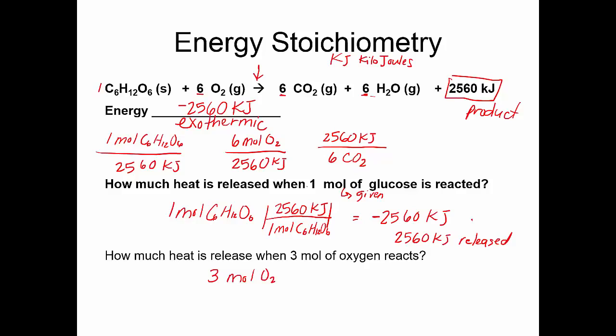So 3 moles of oxygen. Again, same thing, this is my given. Write it all out. Moles of oxygen. So if I have moles of oxygen on top, go to your balanced equation, find your relationship. For every 6 moles of oxygen, you release 2,560 kilojoules. So you have half the amount of oxygen that this balanced equation is showing. You get out half the amount of energy. So again, that's how much energy is released.